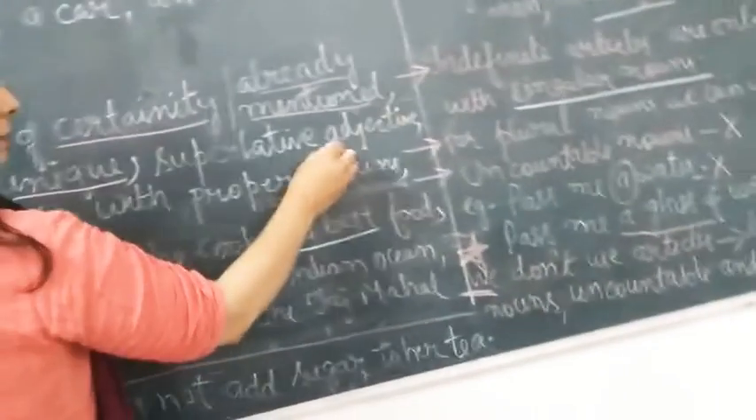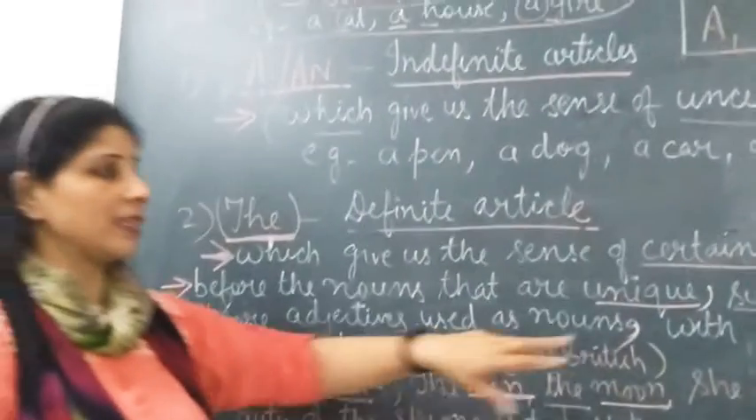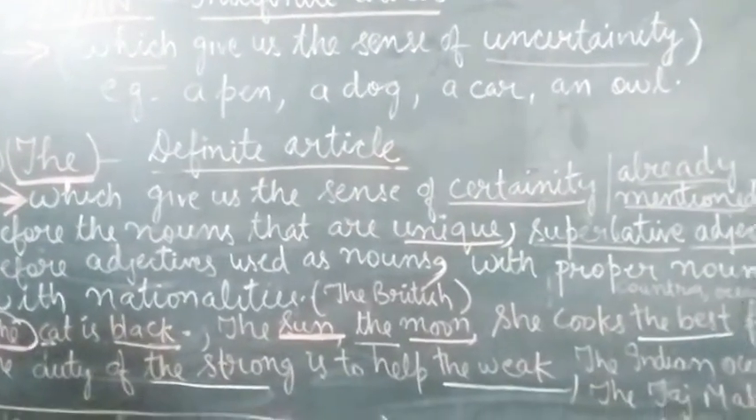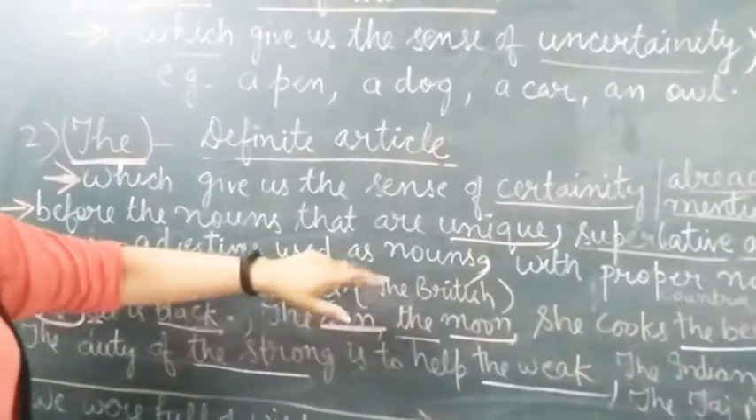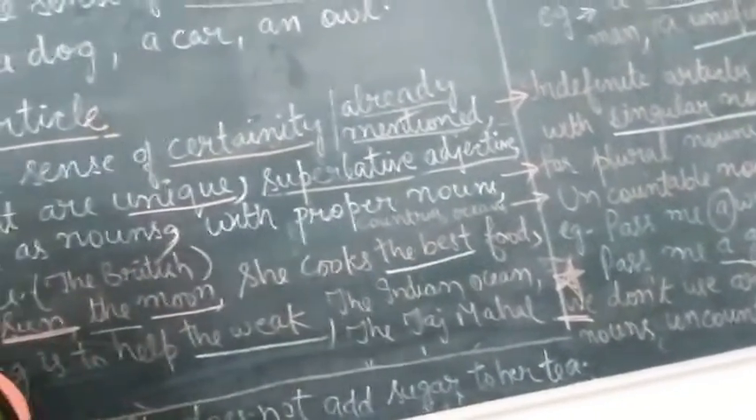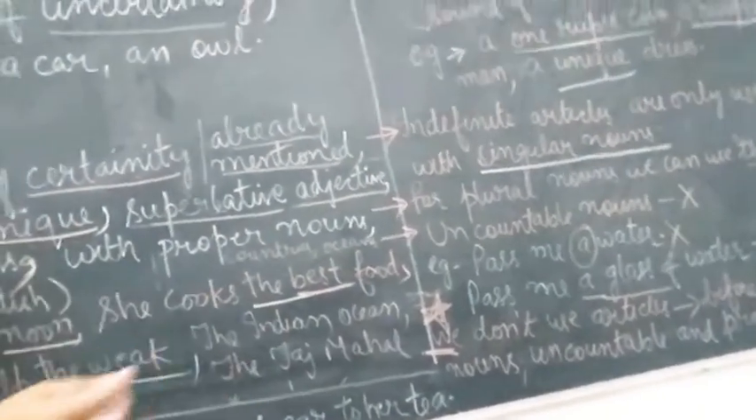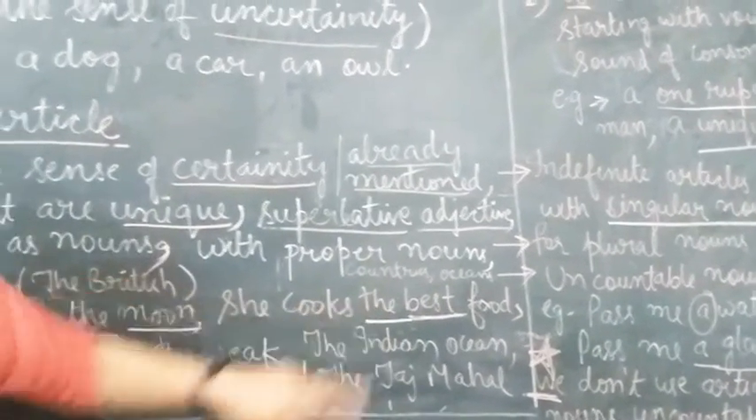Then superlative adjectives. You all must be aware of the degrees of adjectives: positive, comparative and superlative. It is the highest, the third degree of adjective, which describes the noun in the highest degree. What example have I taken here? She cooks the best food. So this is the superlative degree: good, better, best. With the superlative degree we always use the. Here we have used the article.